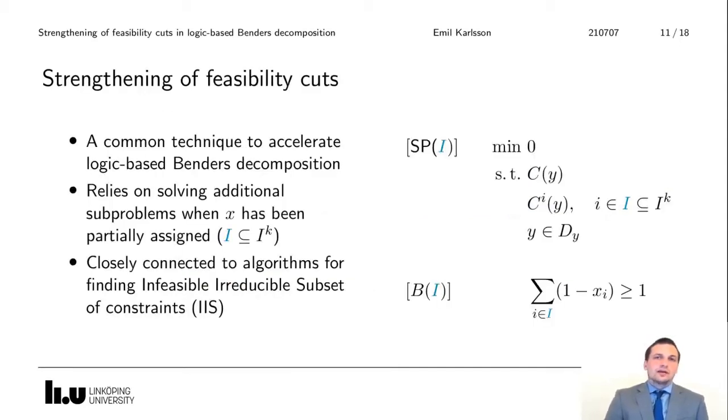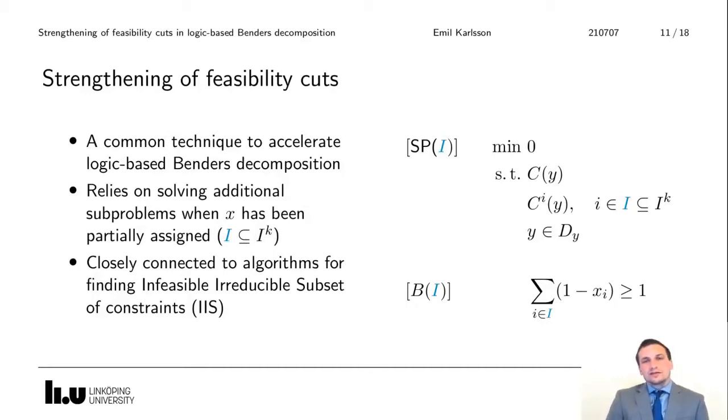If we look at strengthening of feasibility cuts from a more general perspective, it is a common technique to strengthen logic-based Benders decomposition and to accelerate it. It relies on solving additional subproblems where x, the master problem variables, has been partially assigned. Here it is denoted with a capital I, the blue I here, which must be a subset of I^k, which was the set of master problem variables for a given master problem solution k that are assigned to 1.